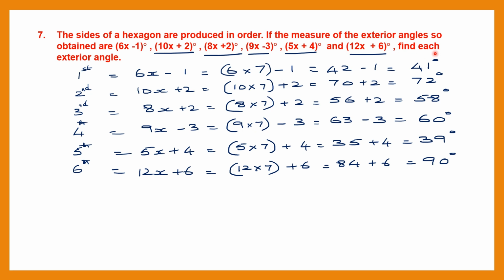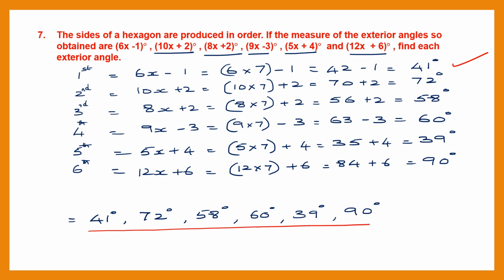We are asked to find the value of each exterior angle. So let's write down our answer. So the first angle is 41 degrees. We have it here, 41 degrees. So let's write 41 degrees. The second one is 72 degrees, 58 degrees, 60 degrees, 39 degrees and 90 degrees. So this is our answer. We have found the value of each of the angles of the hexagon.